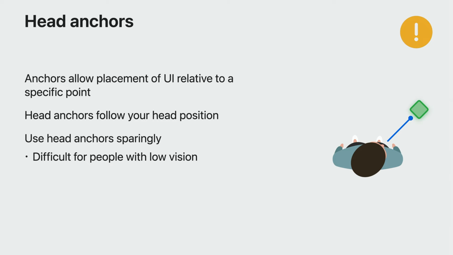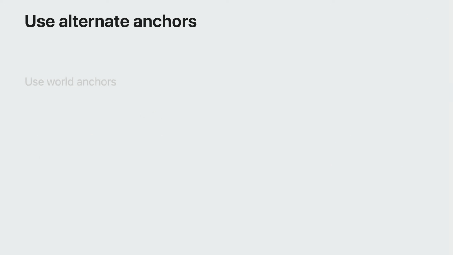Head anchors should be avoided and used sparingly, so that people with low vision can get closer to content to read it or view its details. Additionally, people using the accessibility zoom feature won't be able to easily position head-anchored content inside of the zoom lens, since the zoom lens is also head-anchored. Instead, consider using a world anchor, or lazily move your content after a delay.